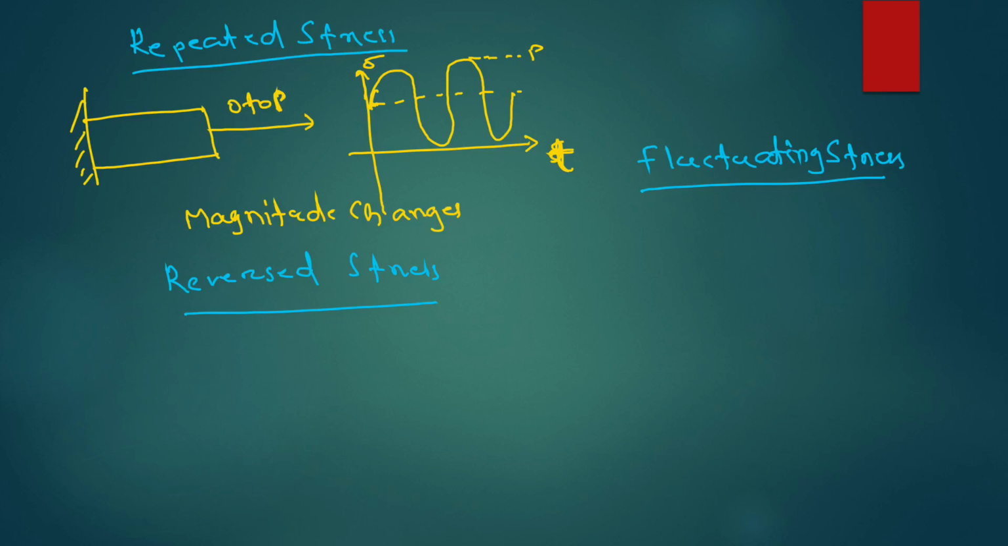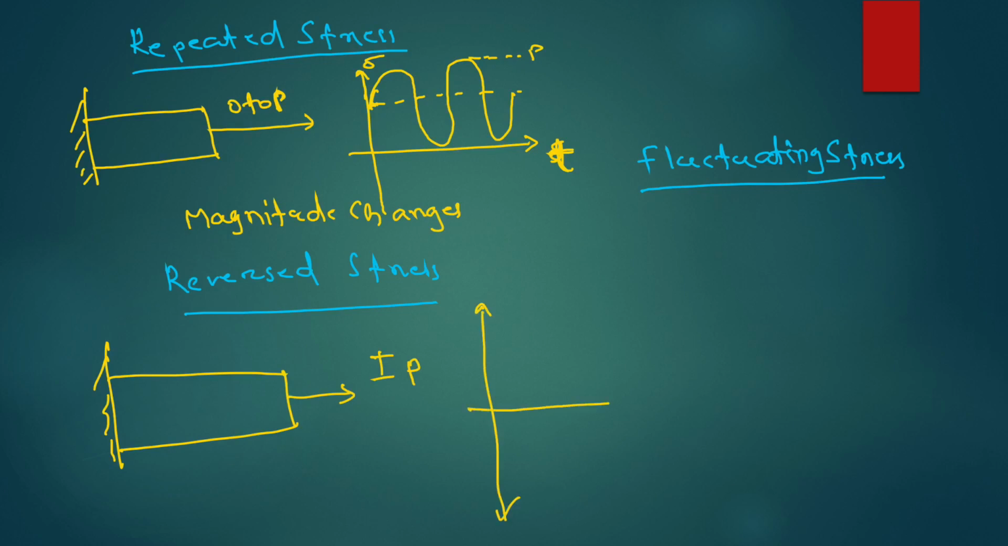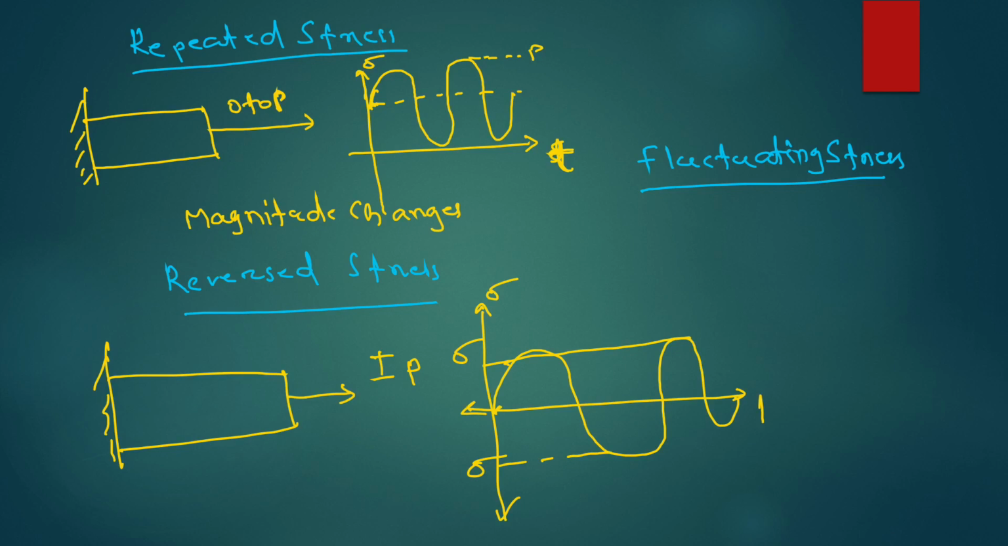But in case of reverse stress, it will come plus or minus P. Your diagram will come with sigma here, and sigma here also, in the stress versus time graph. Here both magnitude and direction change.